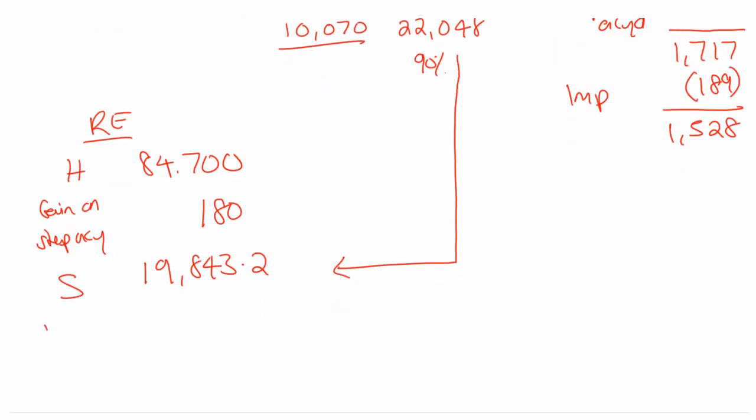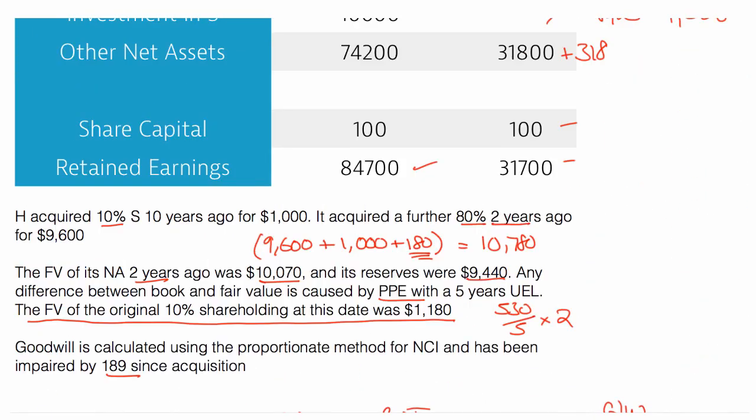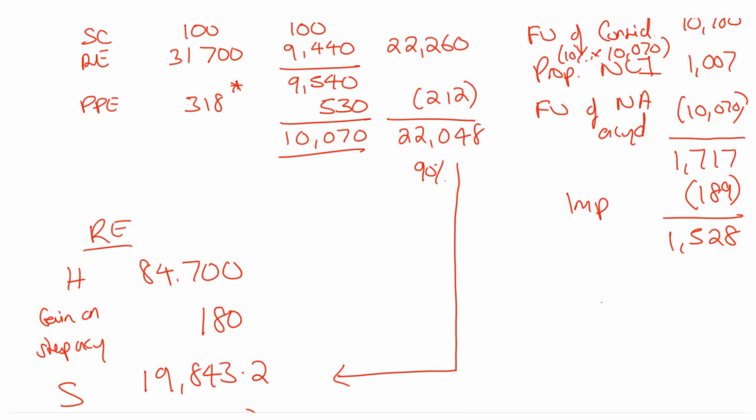Then the impairment of goodwill, because it's proportionate, the impairment is all mine, and then I can add it down then. So 19,843.2 plus the 180 plus the 84,700 minus the 189 comes to 104,534.2. 104, he says, trying to remember, 104,534.2.